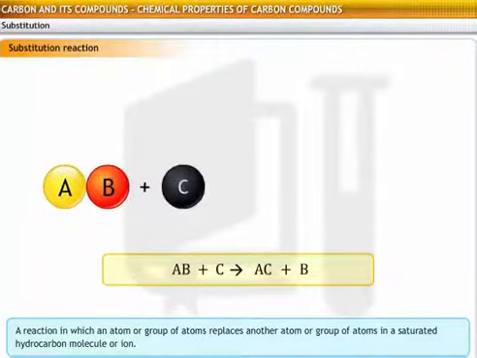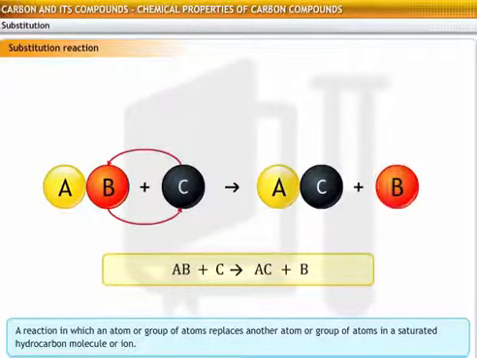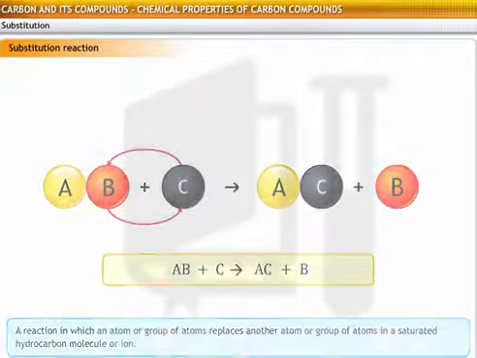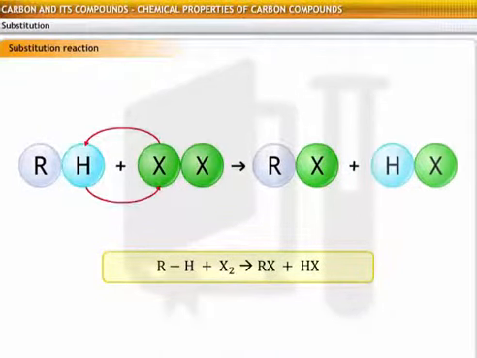A substitution reaction is a chemical reaction in which an atom or a group of atoms replaces another atom or a group of atoms in a molecule or ion. Saturated hydrocarbons, being unreactive normally, undergo substitution reactions. The hydrogen atoms of the hydrocarbon get replaced by atoms of other elements.